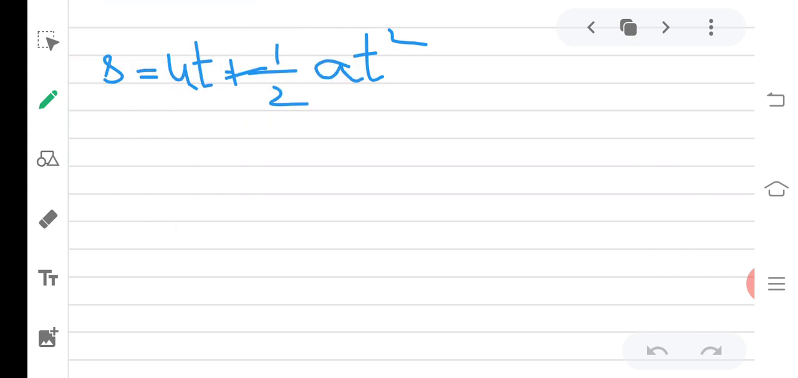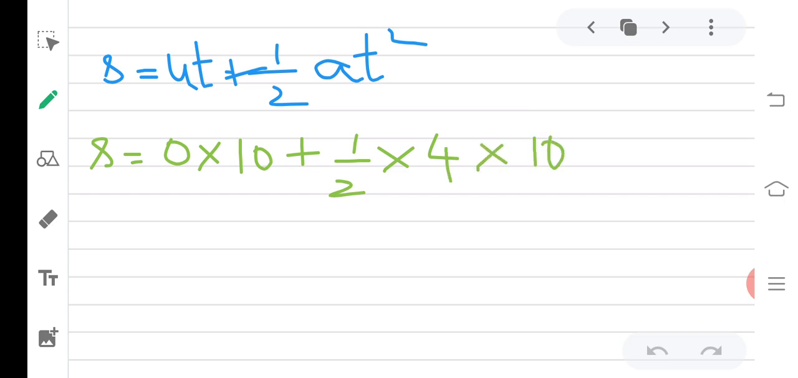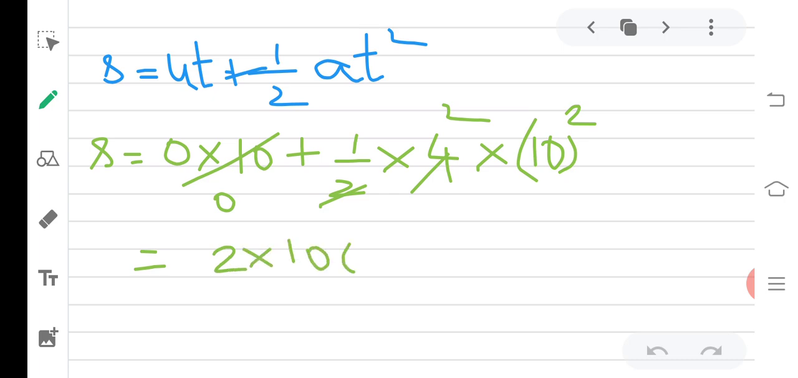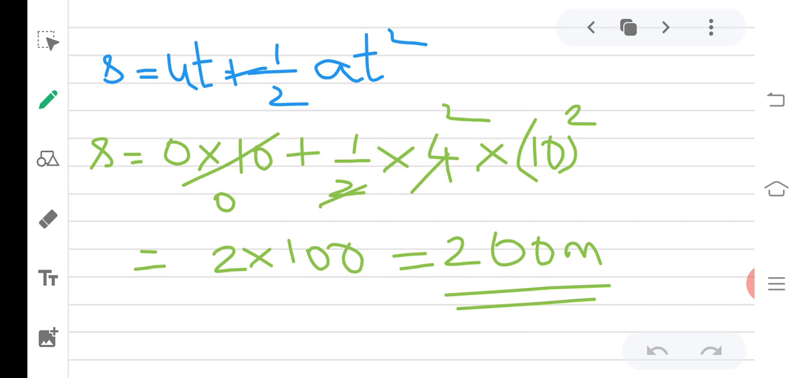Now you will write, so s is equal to 0 into 10 plus half into a, which is 4, into 10 seconds square, 10 square. So this will become 0. So the answer is 2 into 100, that is 200 meters. 200 meter, that is your answer. So this is another type of question, and this is how you use the equation of motion in solving this problem.